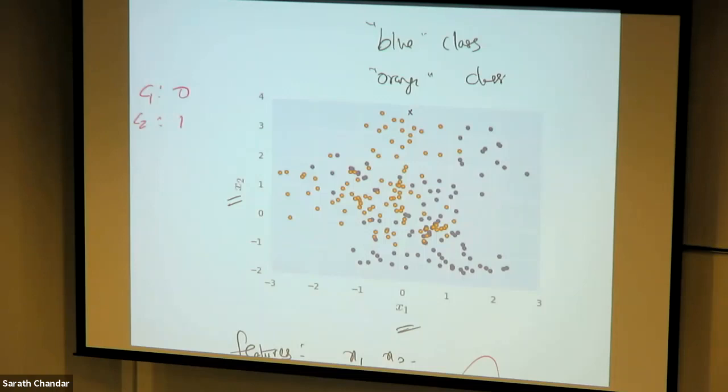Maybe I need a different color. I hope this color is different. Let's say I give you this green marked data point. Now I want you to predict whether this is orange or blue. What would you predict? Would it be an orange class or a blue class?